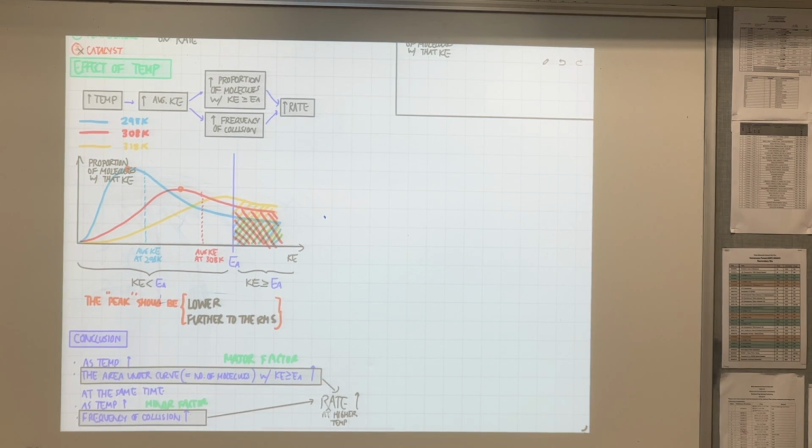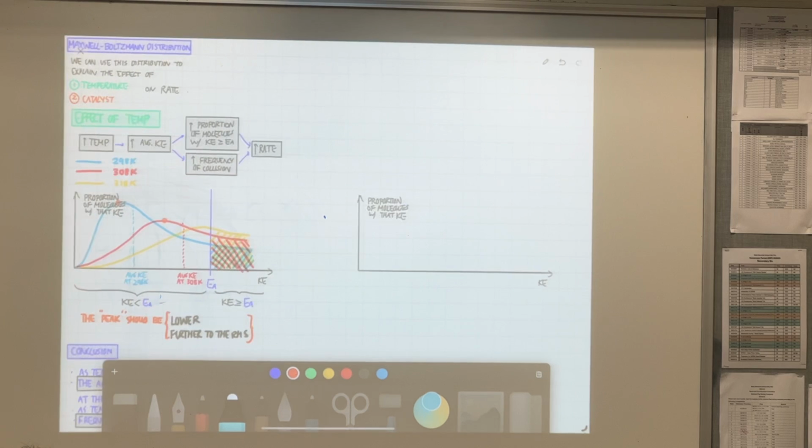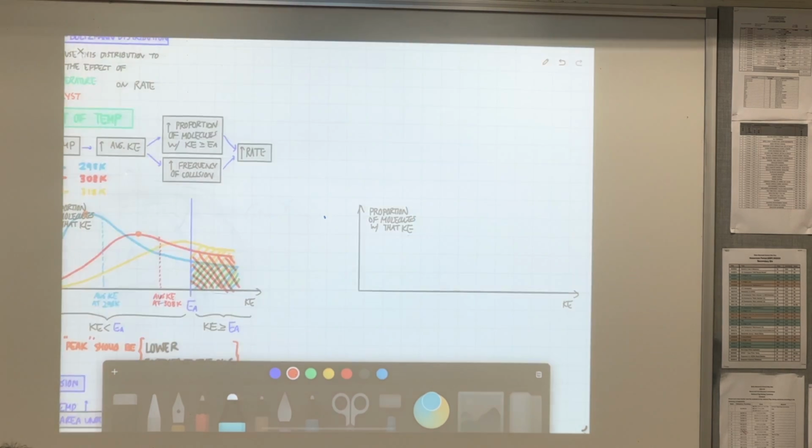Any question about how we interpret the Maxwell-Boltzmann distribution first? The effect of temperature. Because now we're going to use it in a different way to explain the effect of catalyst. Okay? So now on the right hand side, I wanted to draw the same graph again. But this time we show the effect of catalyst.